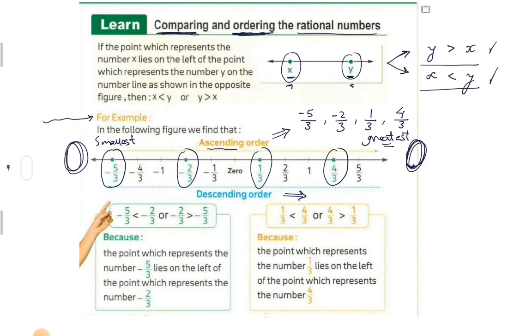But if we are asked to order these four numbers in descending order, we start from the greatest going to the smallest, the opposite of the ascending order. Now descending order, we start with the greatest number: 4/3, 1/3, -2/3, and finally negative 5 over 3.